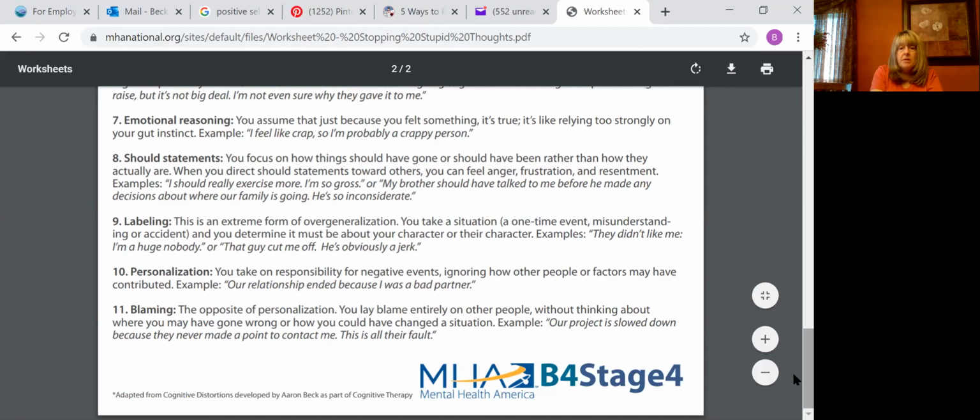The last one is blaming. It's the opposite of personalization. You lay the blame on other people completely without thinking about what you did wrong or what your responsibility in the situation was. An example is: our project is slowed down because they never made a point to contact me. This is all their fault.